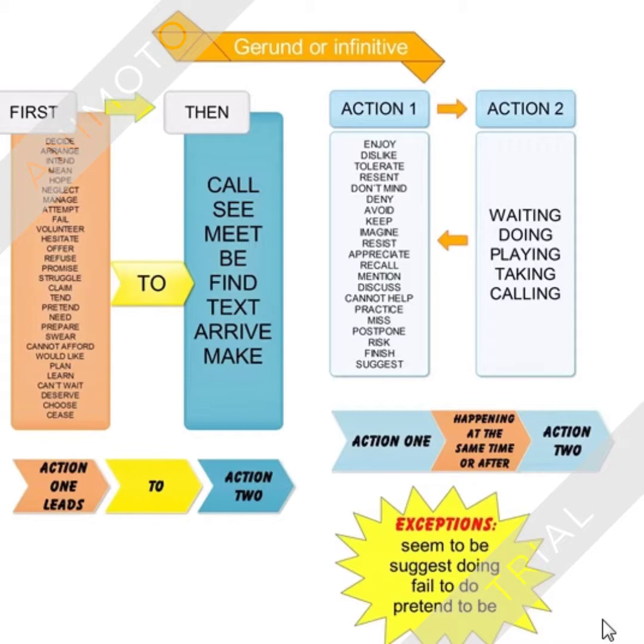So we use an infinitive after some specific verbs that you have to memorize. For example, decide. I decide to call my mother. Or I intend to meet my boyfriend tonight. So you use the verb, but after that verb you need the preposition to, and then the verb goes in the base form.